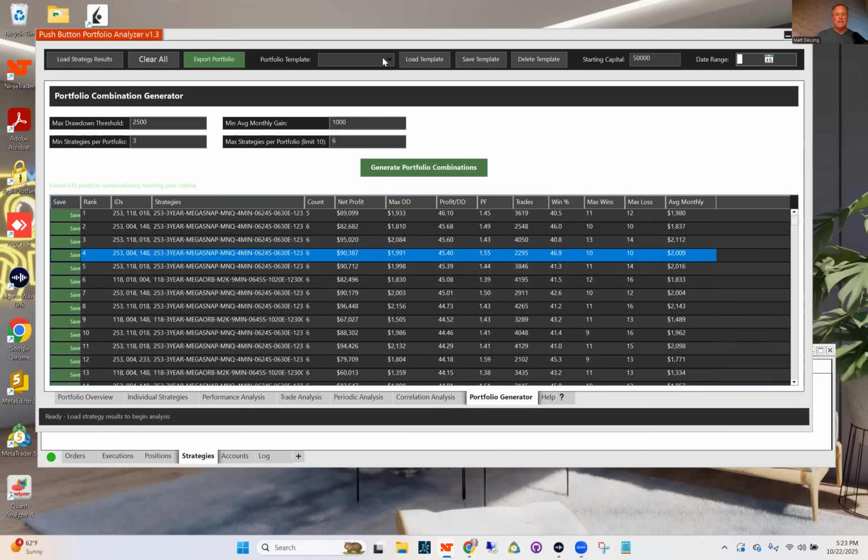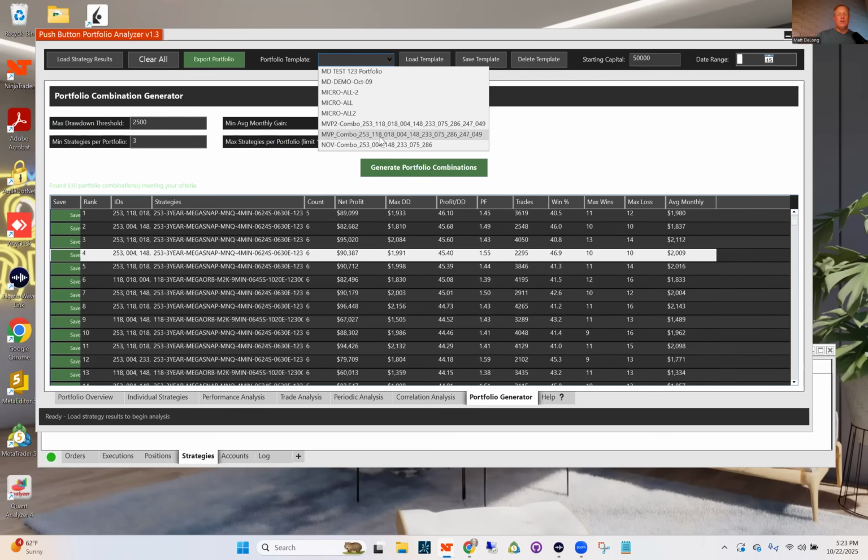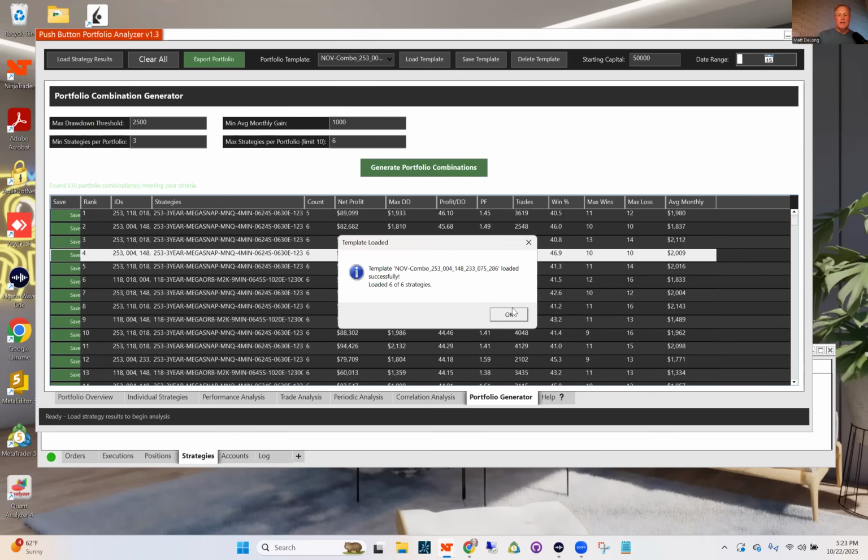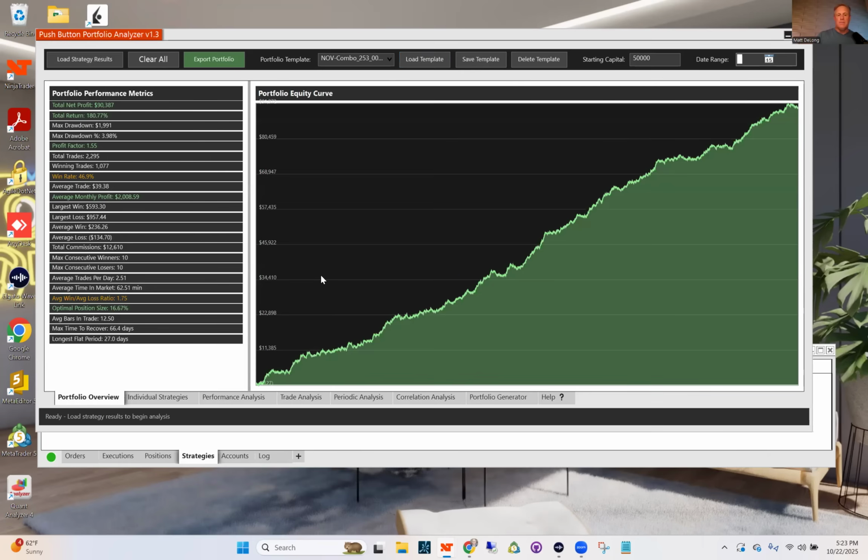So I save this, and now I can switch over to my November combo, and I'm literally able to just go back and look at the same thing. What is my equity curve? What are all the stats? What's the analytics? And again, folks, this took a significant amount of time in coding.